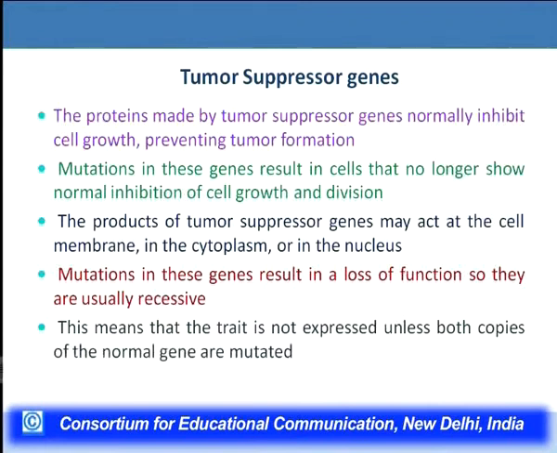That means for the tumor to occur, there should be two mutated copies of the tumor suppressor gene. These genes are recessive genes. Unless both the copies are mutated, the tumor will not appear in that particular tissue or organ.